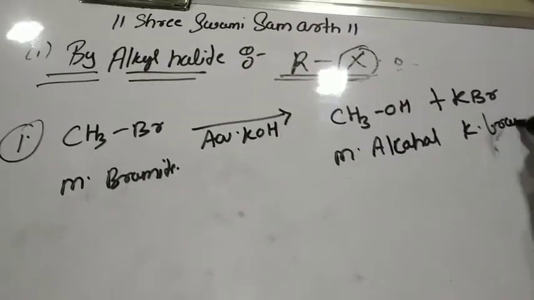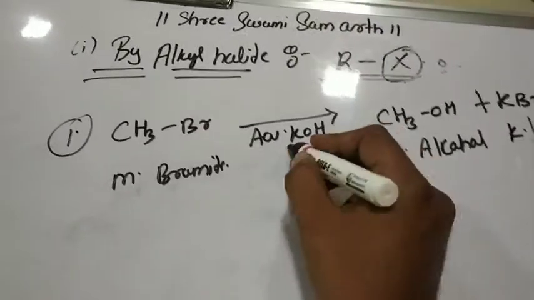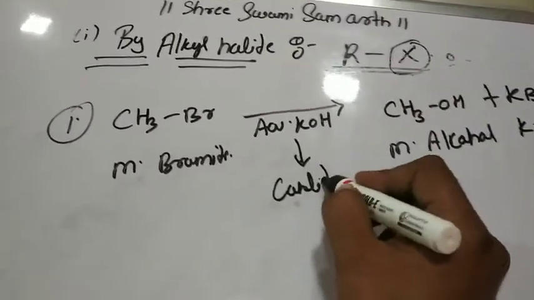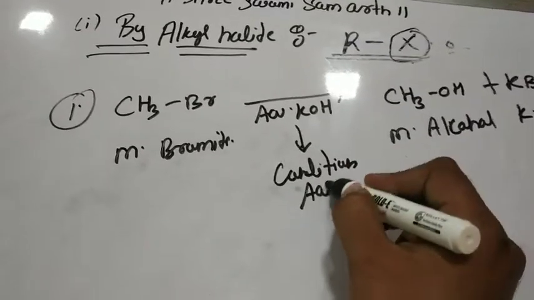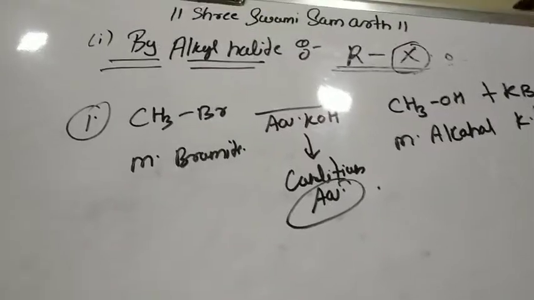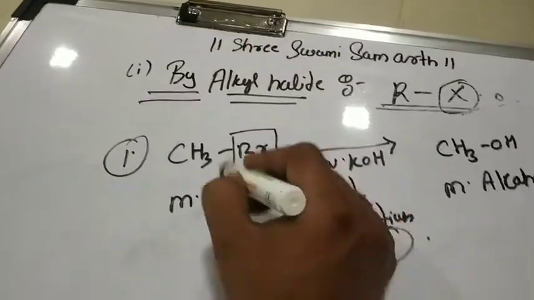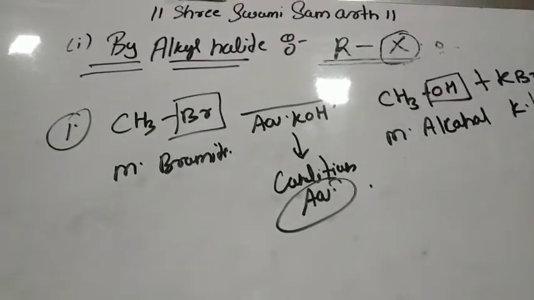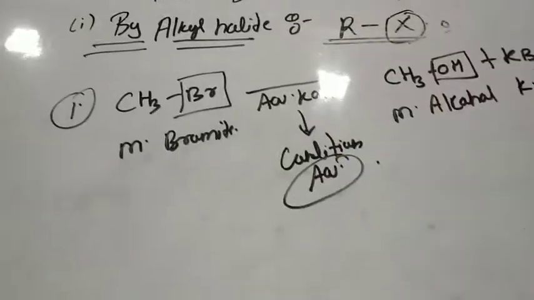Potassium bromide. This is aqueous KOH, right? This is the condition of the reaction. And what is the condition? Condition is aqueous condition. You have to remember this, right? So it is a simple substitution where Br is replaced by the OH, right? And this follows the SN2 mechanism. But this is the case of a primary alkyl halide.